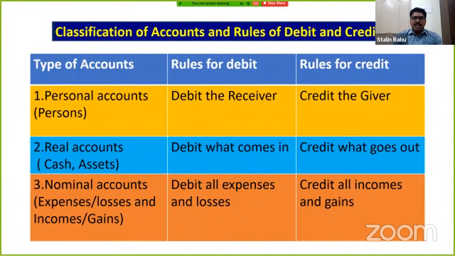So before entering the journal topic, have a look at the classification of accounts and the rules of debit and credit. If we know this information, only then are you able to do the journal. Without this knowledge, it is difficult to solve the problems. If you know it, it is very easy to do the problems in journal. It is most important for the intermediate first year student.